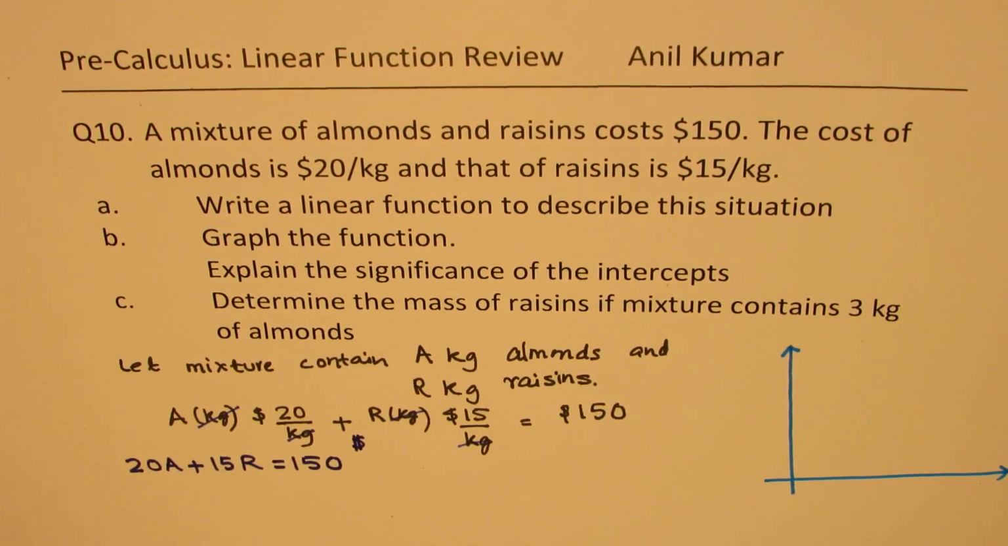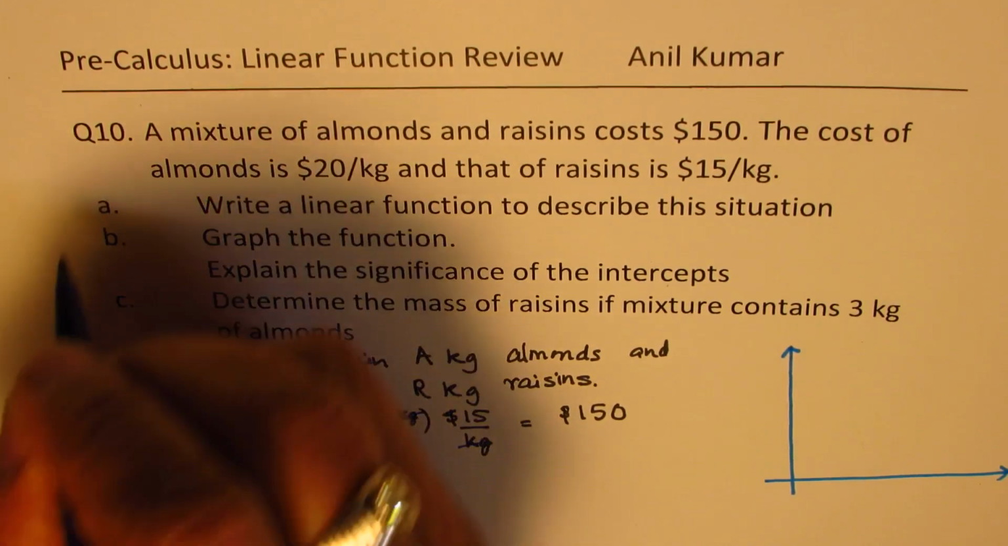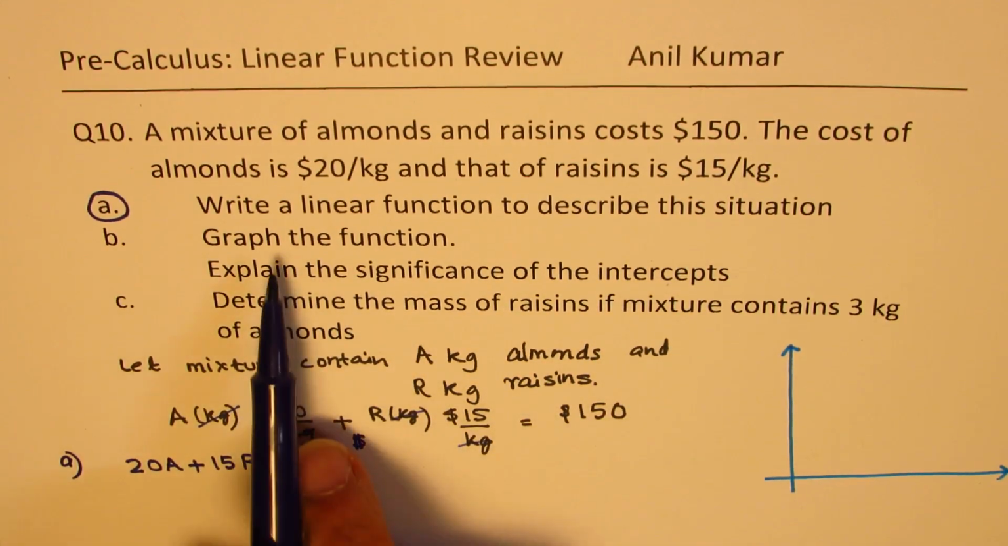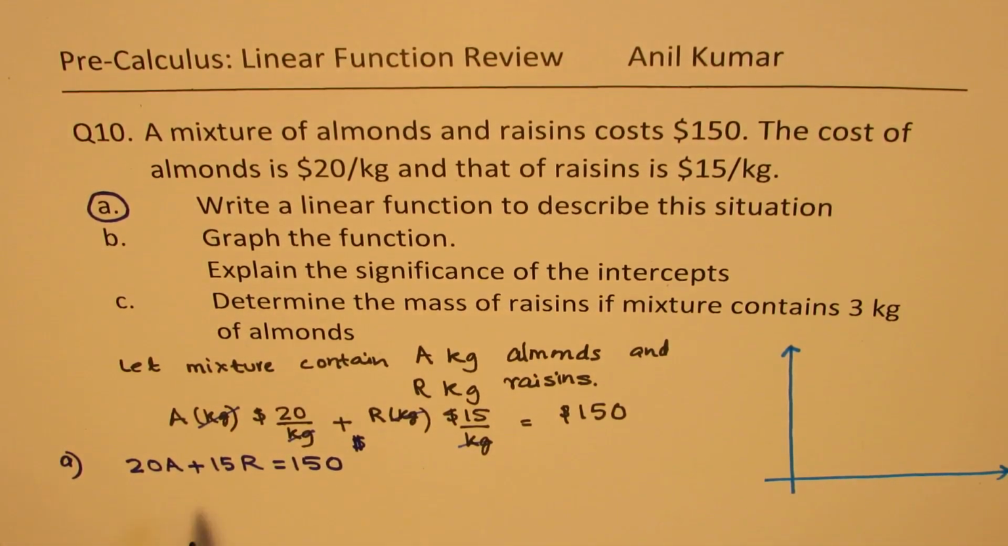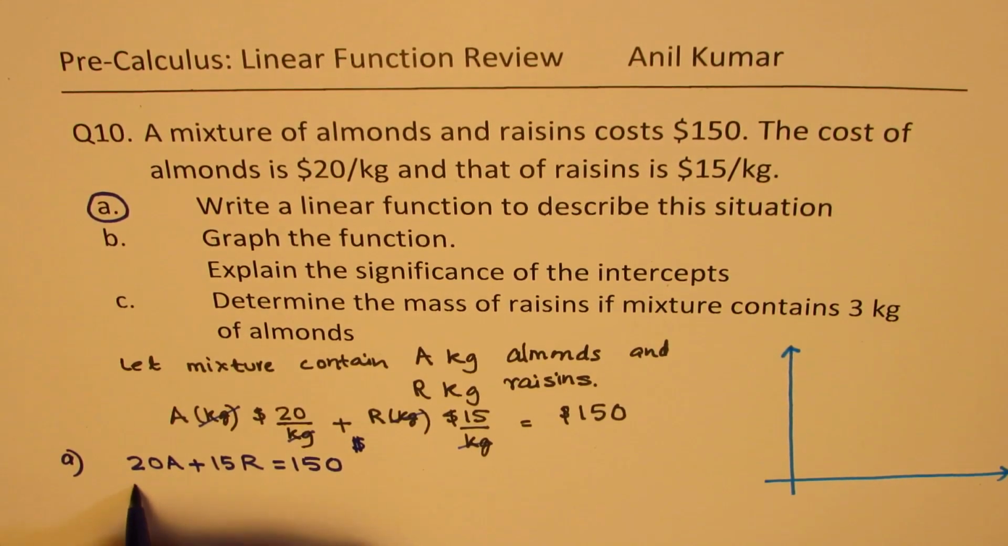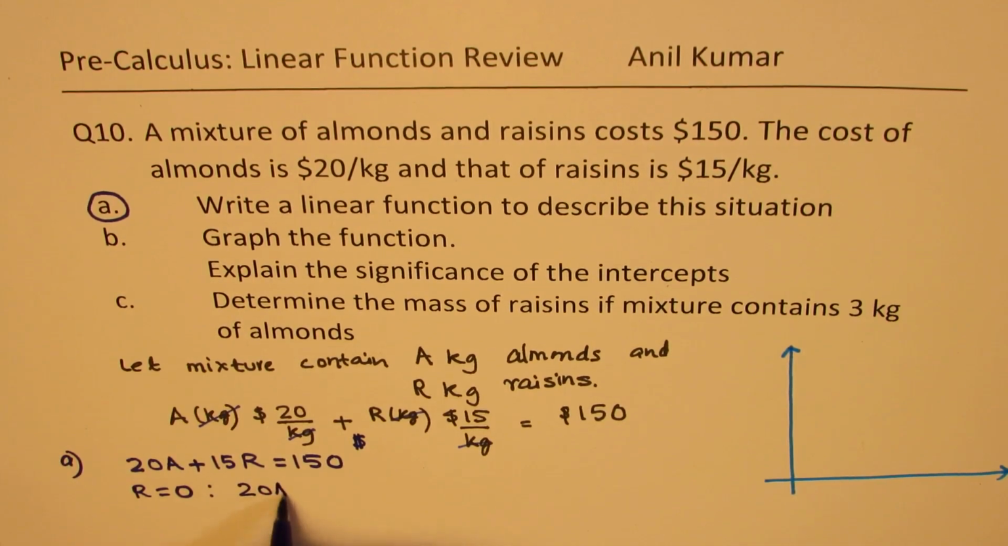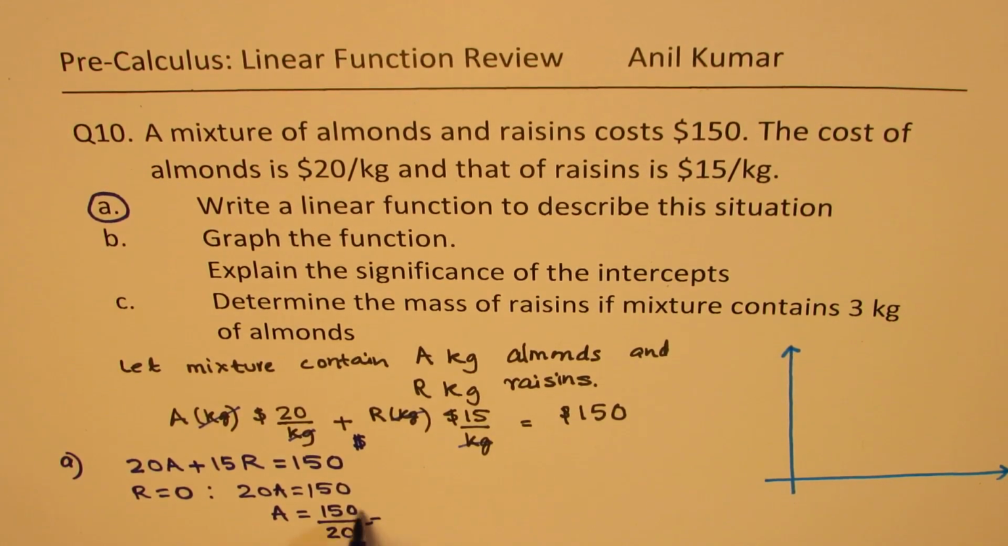Now, that is the linear equation, so that is part A for us. Write a linear function to describe this situation. Graph the function. To graph this function, what we could do is, if R equals 0, in that case, what happens? This is 0, so 20A equals 150. So almonds will be 150 divided by 20, which is 7.5.